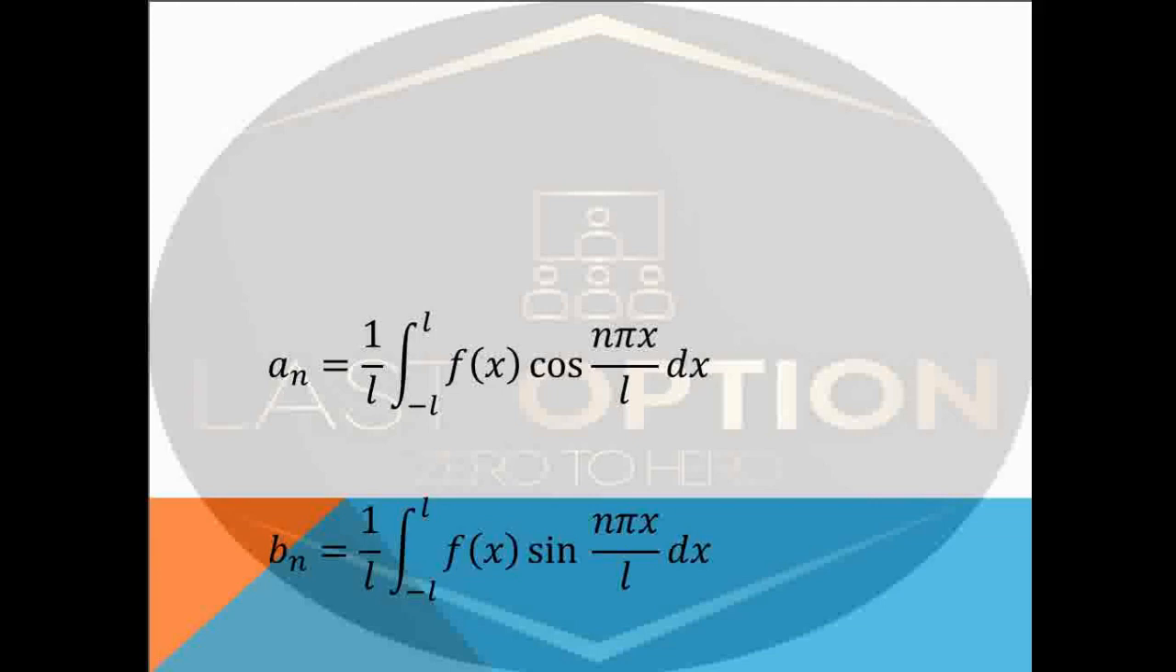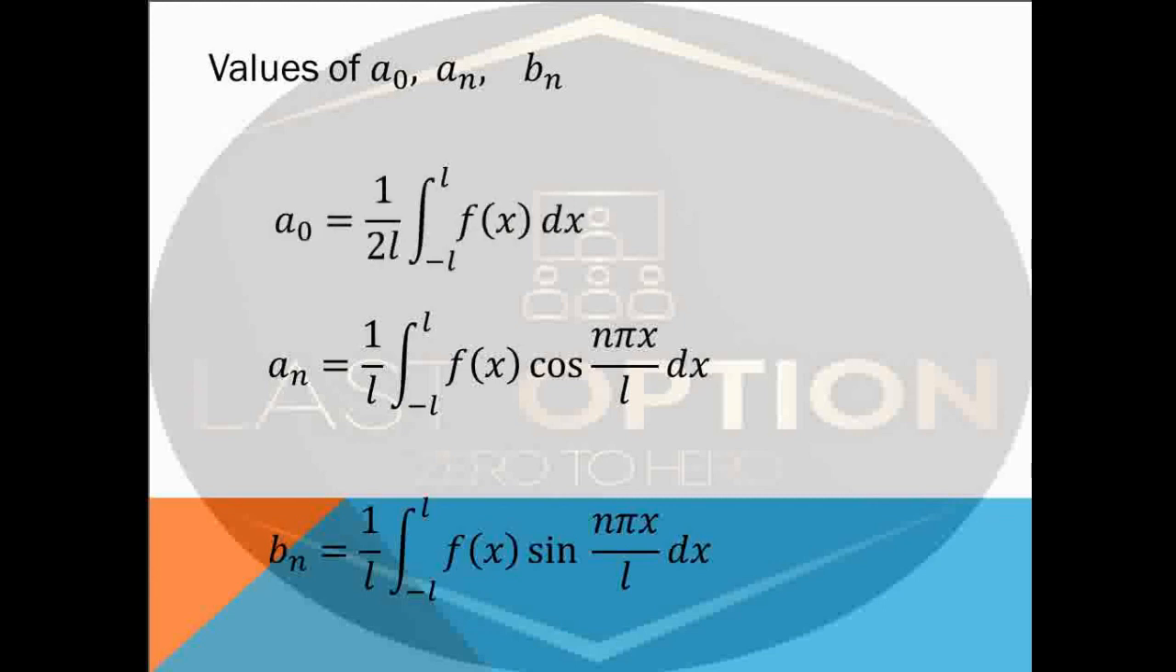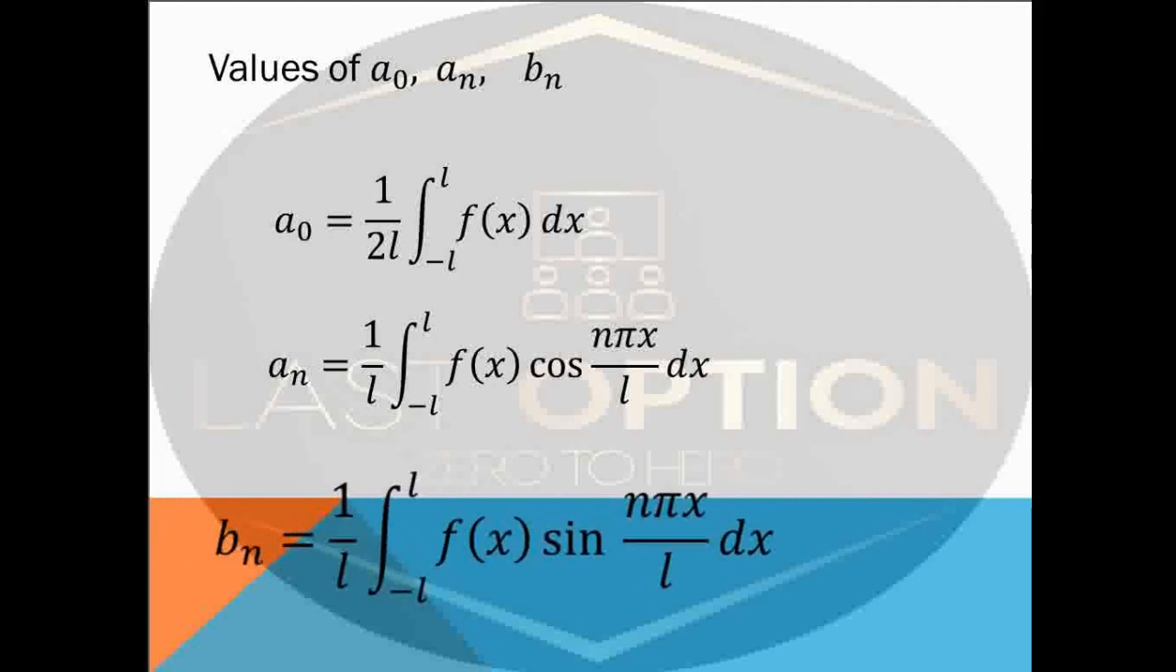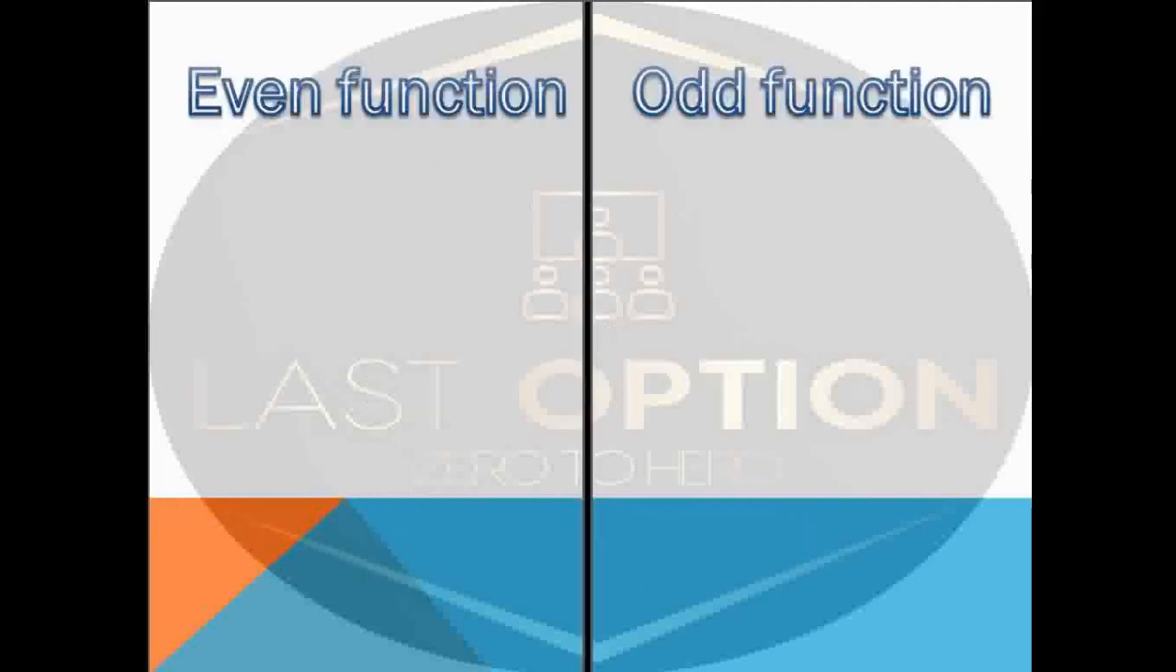So let's find the values of a0, an and bn. Here a0 is equal to 1 upon 2L integration of f of x dx from minus L to L, and an is equal to 1 upon L integration of f of x cos(n pi x upon L) dx from minus L to L, and bn is equal to 1 upon L integration of f of x sin(n pi x upon L) dx from minus L to L. We put all these values in the above equation to get the Fourier series of that function.